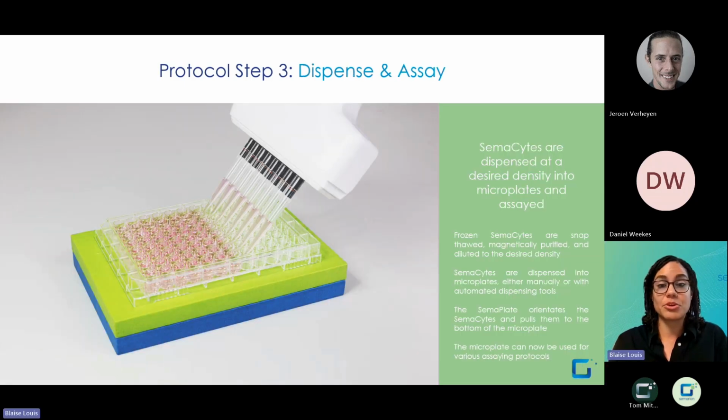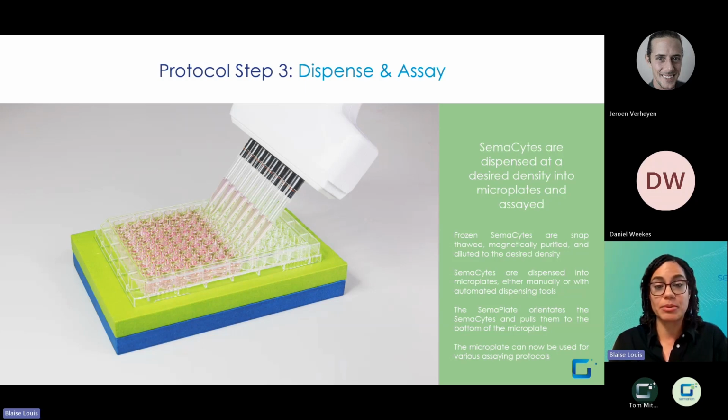The SemaCytes can be used straight after initial cell attachment or from frozen. They can just be quickly thawed, purified, and then diluted to the desired density. They're handled in the exact same way as cells, so they're fully compatible with standard manual liquid handling tools and liquid handling robotic equipment. And custom magnetic SemaPlate holders can be designed to integrate with existing robotic liquid handling workflows.